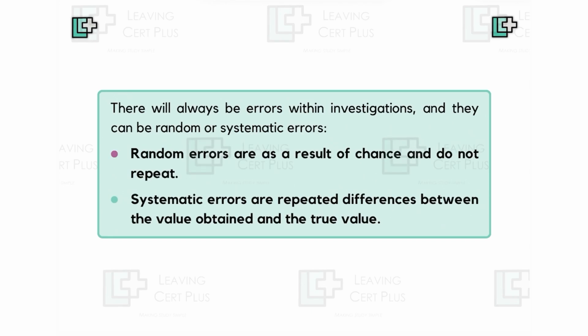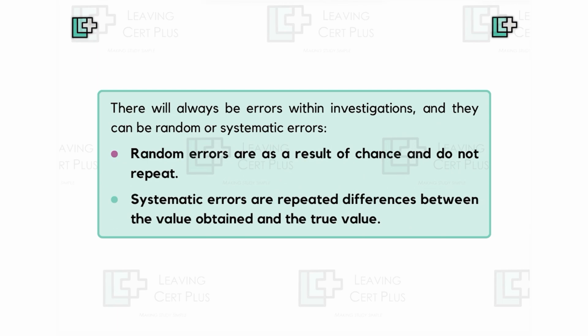Now, when we're gathering data, it's very important we understand that there are always going to be errors. So random errors are a result of chance and they do not repeat again and again, whereas systematic errors will be repeated over and over again, and they're repeated differences between the value obtained and the true value. Now, in terms of their impact and how to reduce them, we need to be very aware of what's causing them.